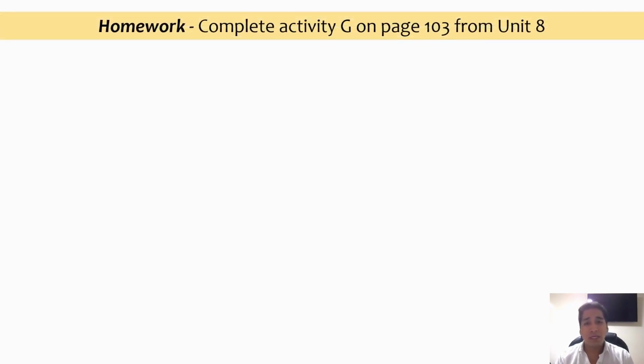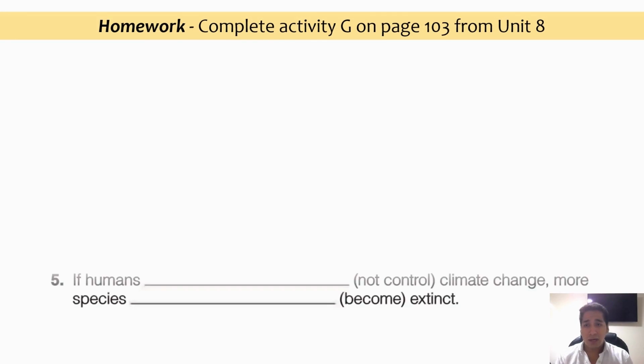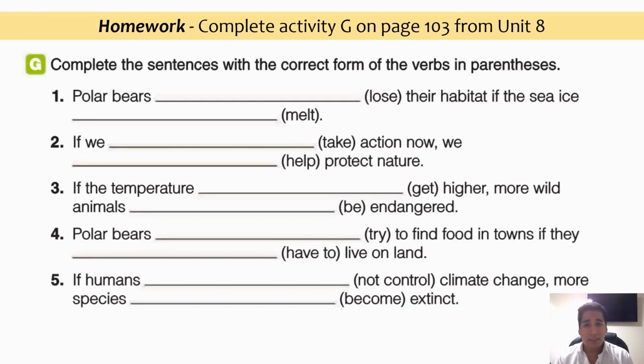Okay, guys, we're about to finish. So just to continue reinforcing what we have recently studied, I'm going to leave you this piece of homework. So you have to complete activity G on page 103 from unit number 8. Here you have this activity and it is telling you to complete these statements with the right form of the verbs in parentheses. Just to give you an example, I'm going to help you with number 1. So let's take a look at it. It says, polar bears lose, that's the first verb, their habitat if the sea ice, and then we have melt.